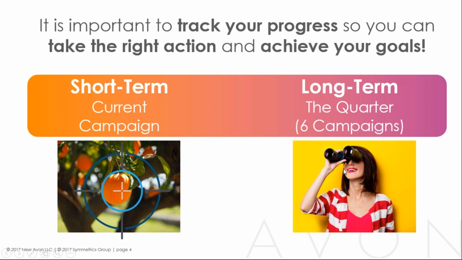All right, so it's important to track your progress so you can take the right action and achieve your goals. First, track your progress in the short term and during your current campaign. You have the opportunity to easily see if you're on track to maintain your current title or to advance to the next title. You can adjust your actions to ensure your success. You also want to keep an eye on your progress towards your long-term goals. Track your progress versus the goals you set in the goal-setting module of this program, at least every few campaigns.